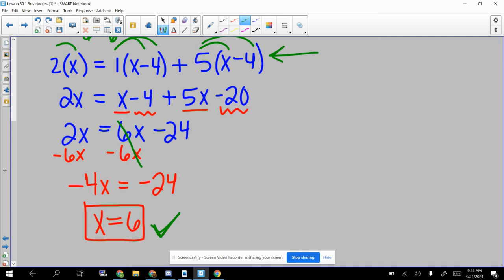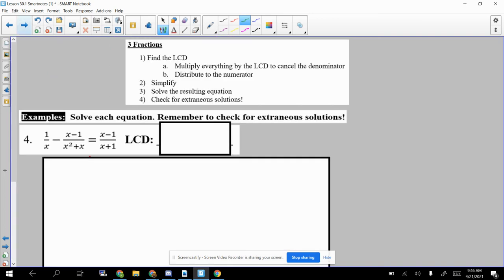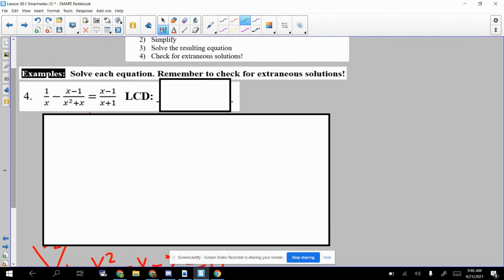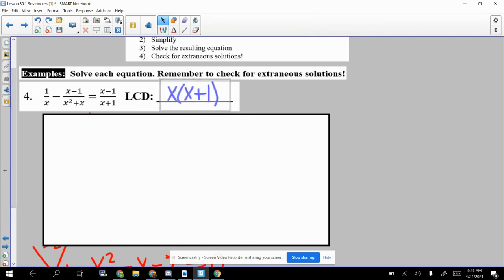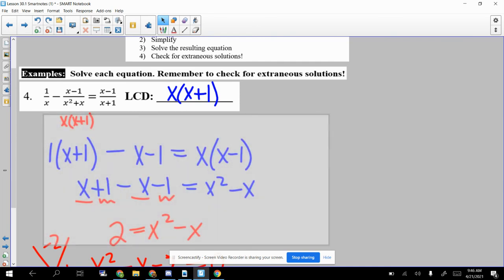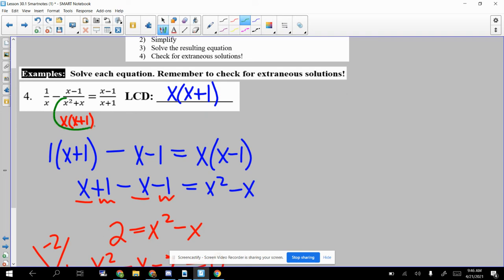Okay. Then very last one for today, go ahead and pause and try this one out. First come up with your LCD, then solve. So hopefully for your LCD, you got x times x plus 1. And that is actually what the second denominator does factor to be, x times x plus 1.